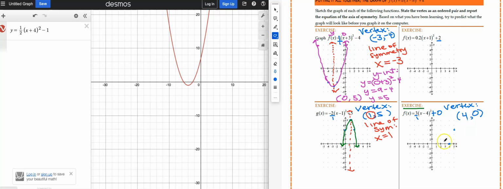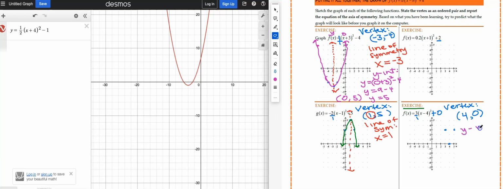And over 1, up 3 this way. So we can kind of see that it is getting skinnier. And it's positive, so that's why it's going to be a right side up parabola there. And when we figure out the y-intercept, let's do it really quick, but you'll see it becomes a big number. It would be going off the graph here.